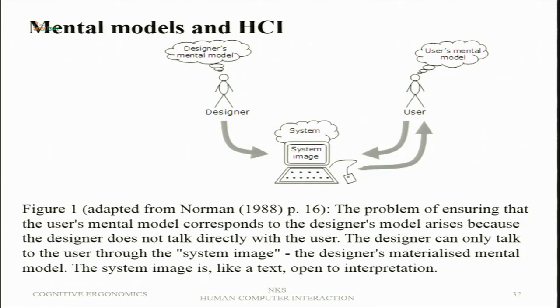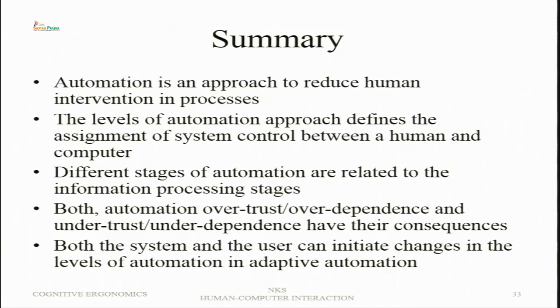So if I draw a map, for example, a road is going like that, another road, I'm putting my mental model into a materialized, into a physical representation. And here, when the system is designed, then that designer's mental model is getting translated into a physical system. The system image is like a text open to interpretation. And therefore, it is advisable to determine the system so that some definite mental models can be created.